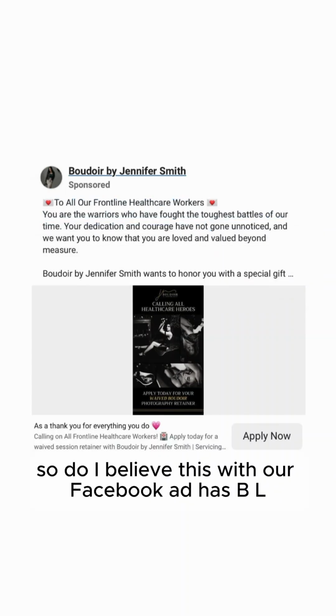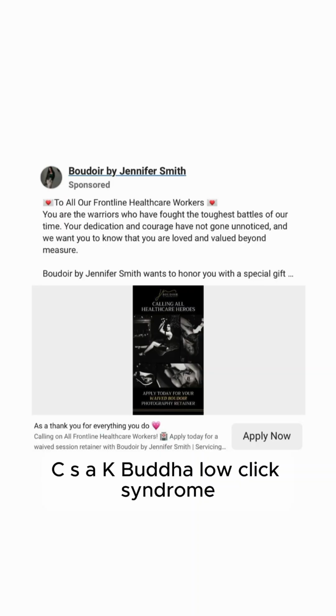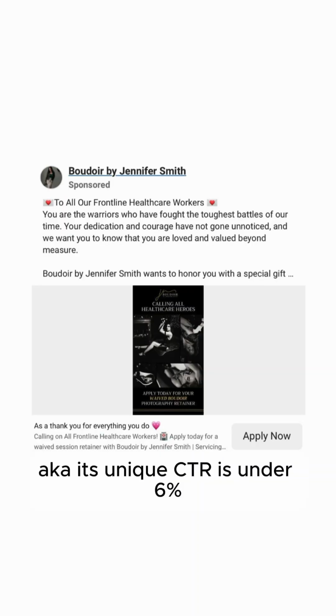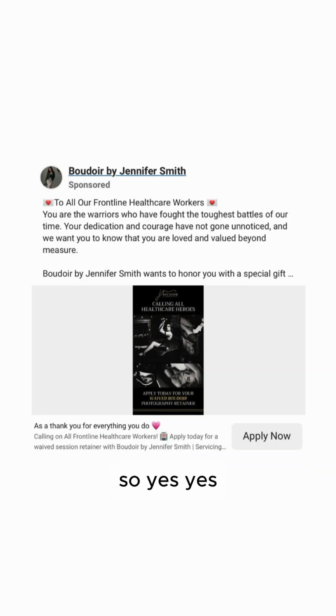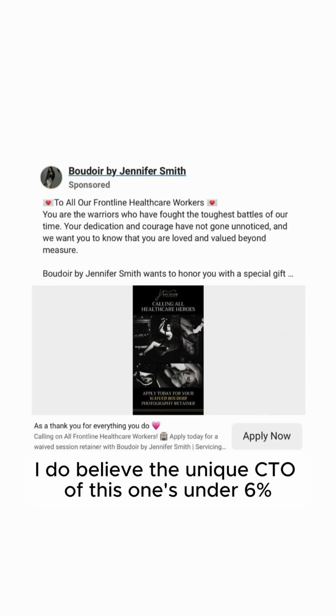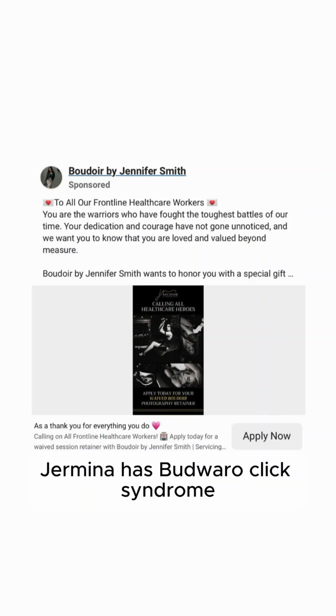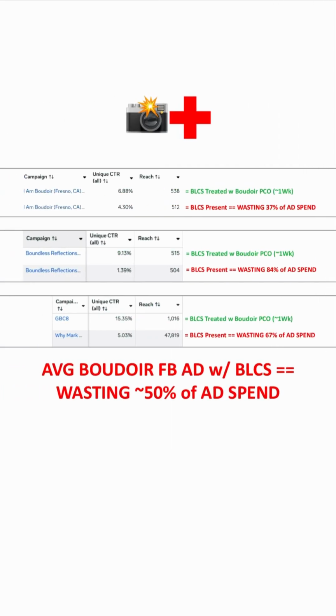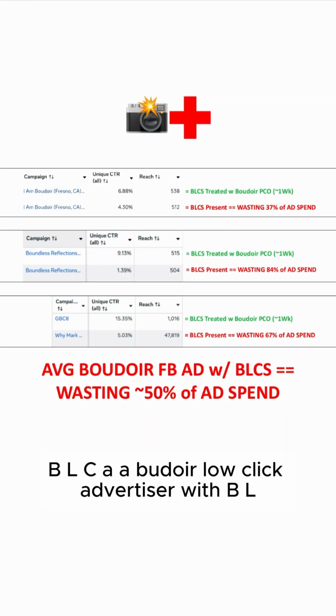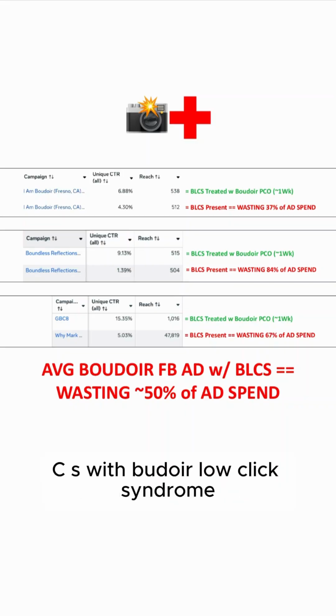So, do I believe this Boudoir Facebook ad has BLCS, aka Boudoir low click syndrome, aka its unique CTRL is under 6%? So, yes. Yes, I do believe the unique CTRL of this one's under 6%, which means it has Boudoir low click syndrome.